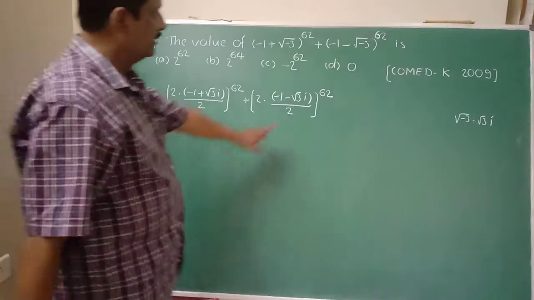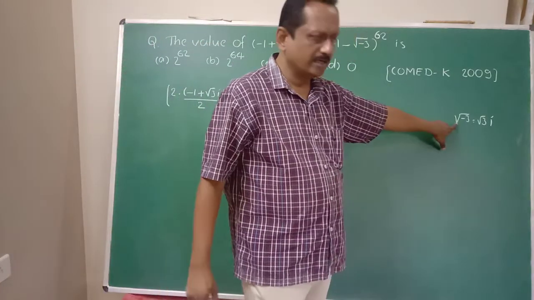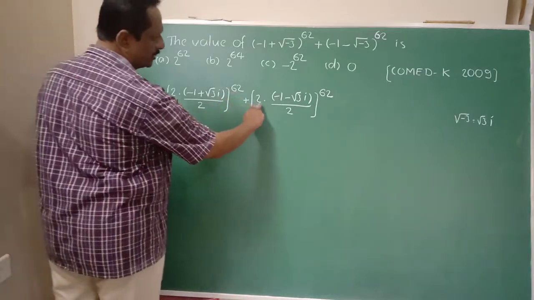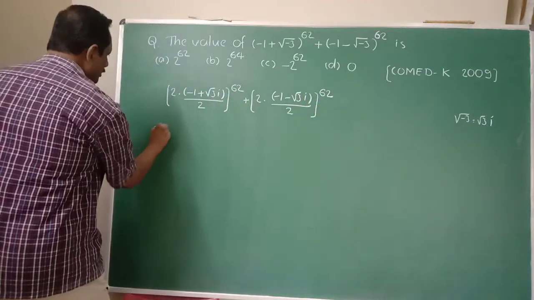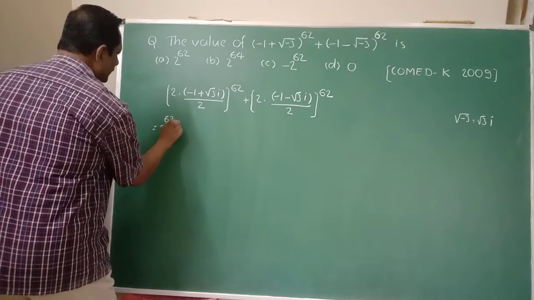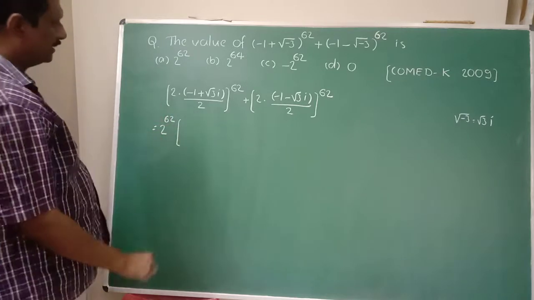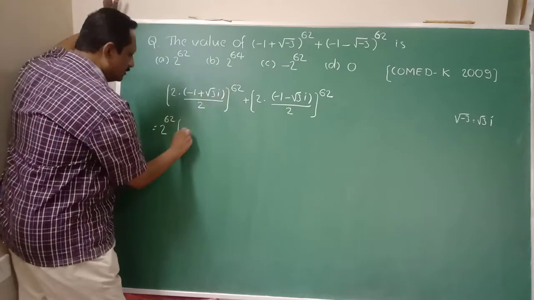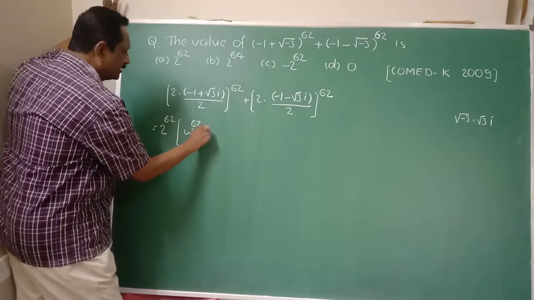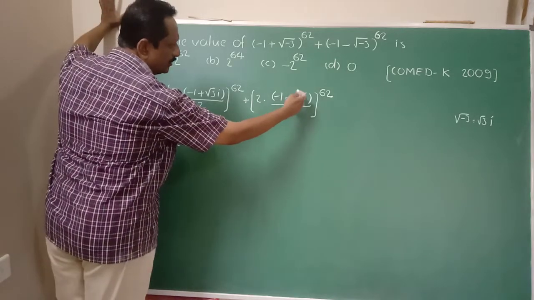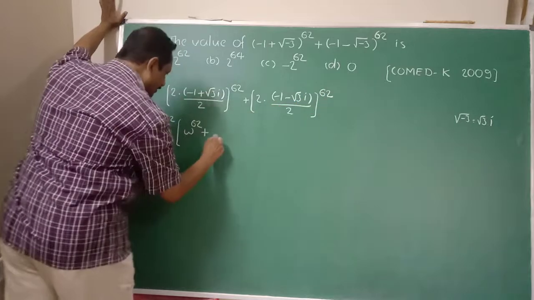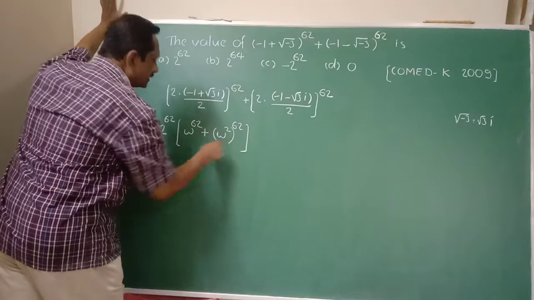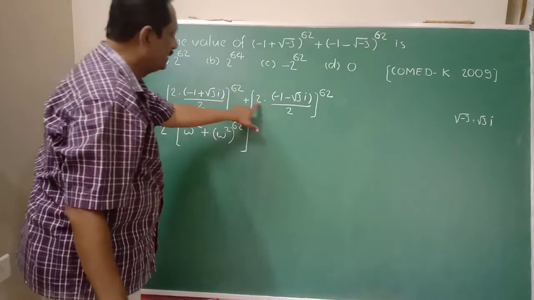Here square root of minus 3 is root 3 into i. Here 2 raised to 62, here also 2 raised to 62, so 2 raised to 62 is a common factor. And here it is the value of omega, omega raised to 62 plus, and here it is omega square, omega square raised to 62. Here 2 raised to 62 is the common factor.